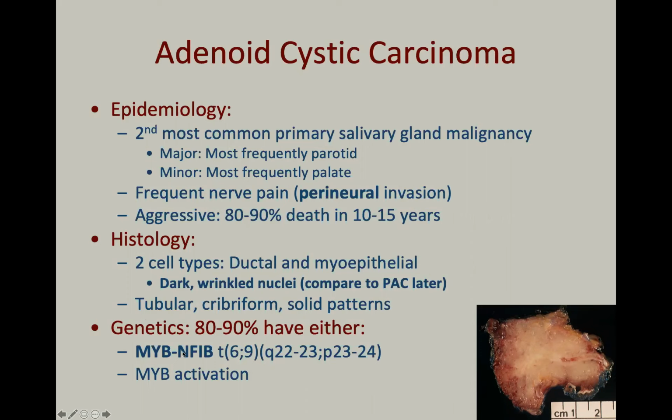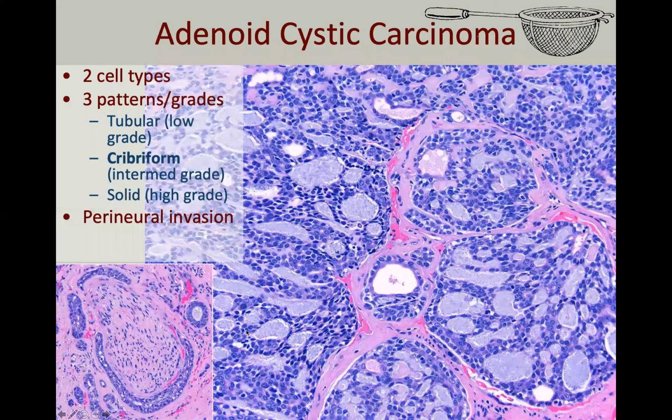Mostly these have MIB-NFIB gene rearrangements with some various alternate partners as well. So here's an example of that classic cribriform or sieve, or sometimes called Swiss cheese pattern in adenoid cystic.